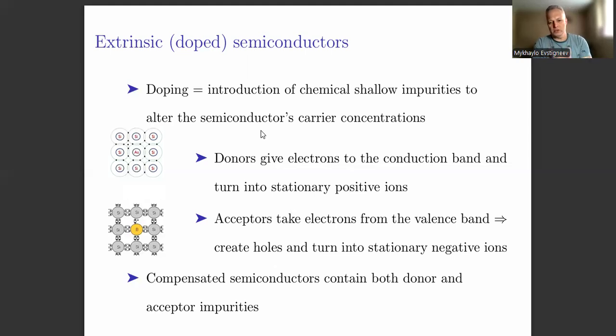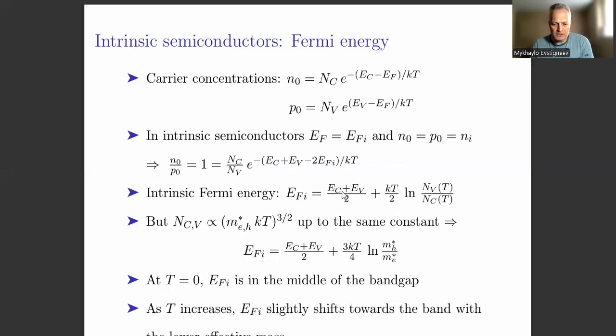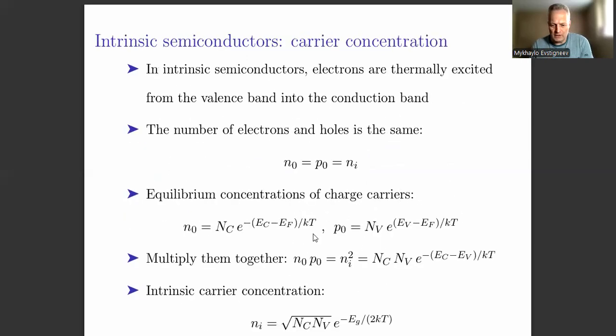So if due to donor doping you increase the concentration of electrons by, let's say, 1,000,000 times, then the concentration of holes will decrease by 1,000,000 times. Why by 1,000,000? Because of the mass action law that we have already discussed. If you increase n0 by a given number of times, then p0 will have to decrease by the same number of times so that the product n0 p0 remains the same, n intrinsic squared.